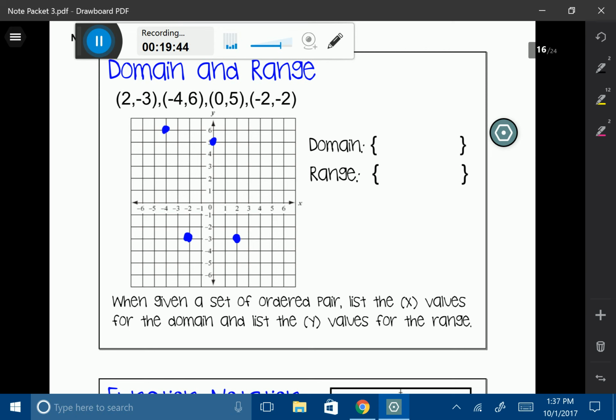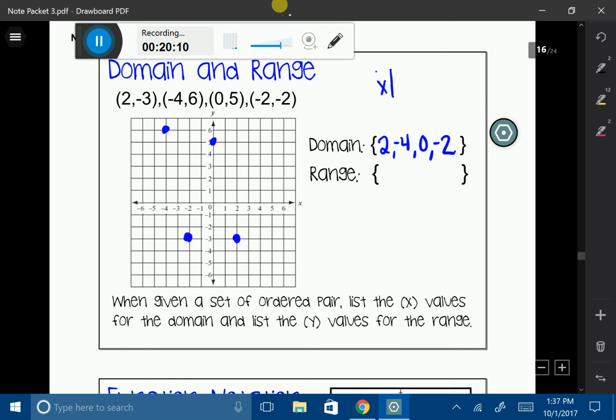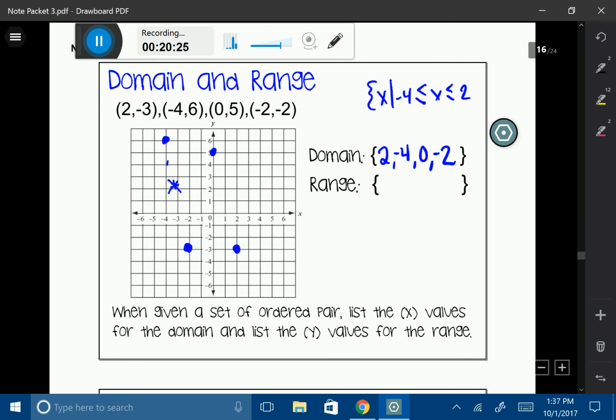You'll notice that my points do not have lines connecting them. And therefore, if I'm asked for the domain of a set of ordered pairs, again, I'm just going to show my domain. My domain values are 2, -4, 0, and -2. And you could also put those in numerical order. That's fine as well. But I wanted to show you that you're not going to be saying that it's x such that -4 is less than or equal to x, which is less than or equal to 2, because I don't have lines connecting it, meaning this point right here does not have a corresponding domain value. So I just need to be careful with that.